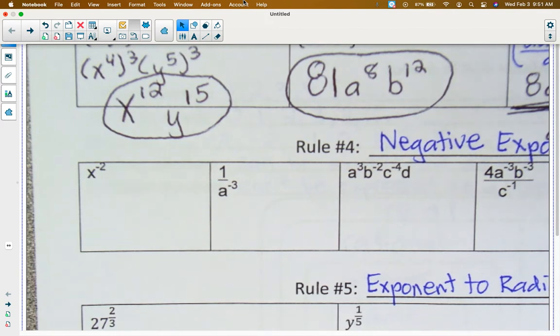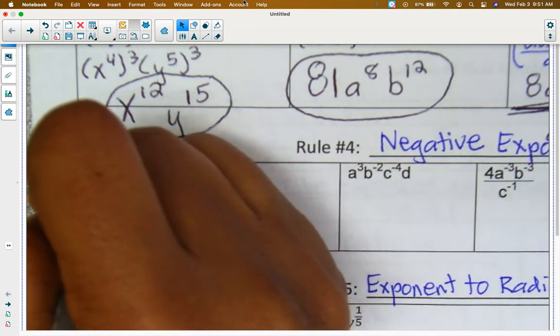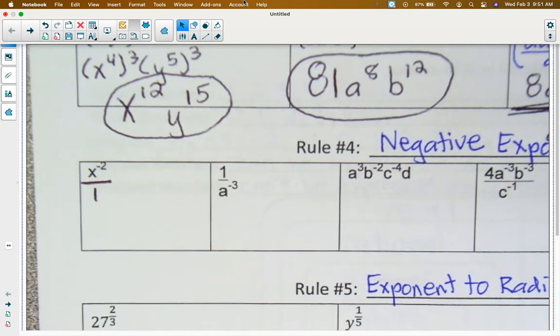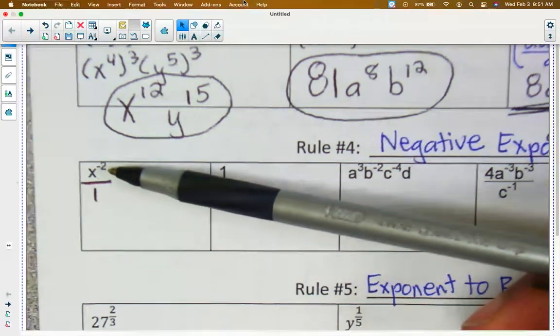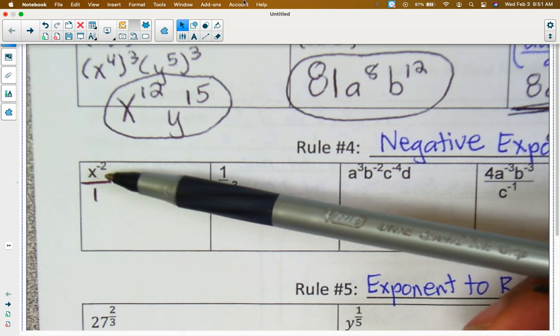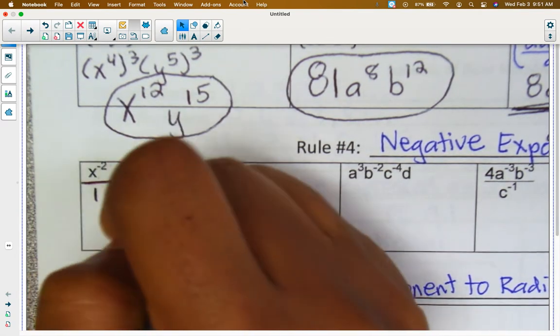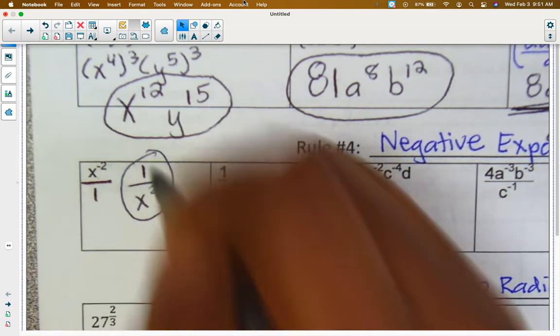Now, looking at this problem, it's x to the negative second power. Let me put in my understood denominator. Anytime you see something, the understood denominator is 1. So I can't have a negative exponent. So we're going to flip it to the bottom, the opposite of where it started from. It started in the numerator, so it's going to go to the bottom and it's going to become positive. So this is our answer.